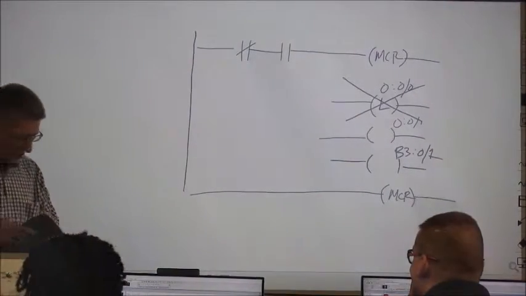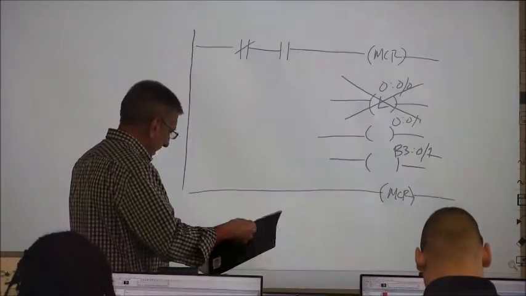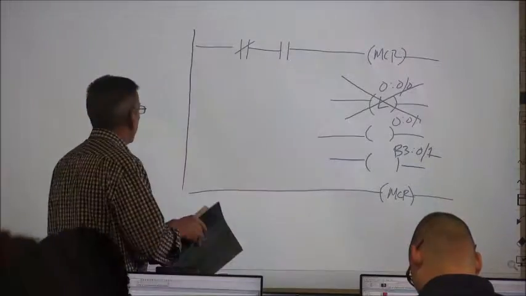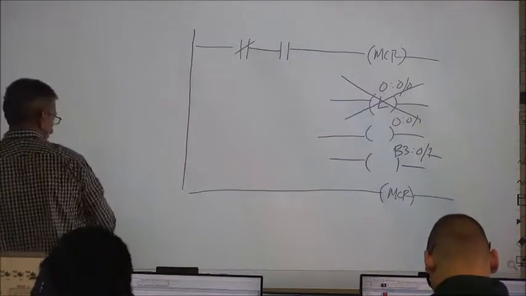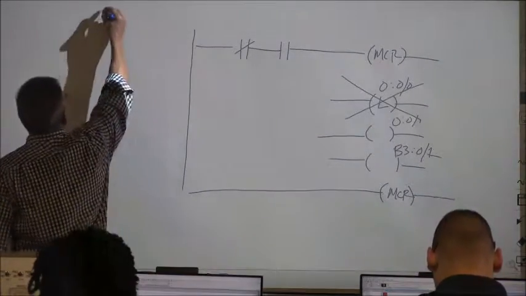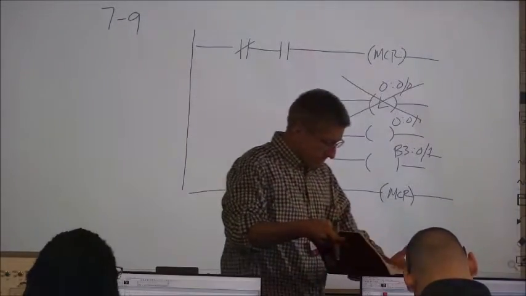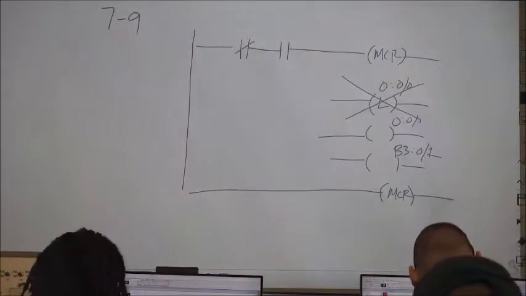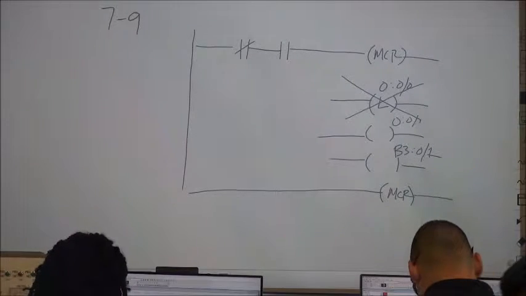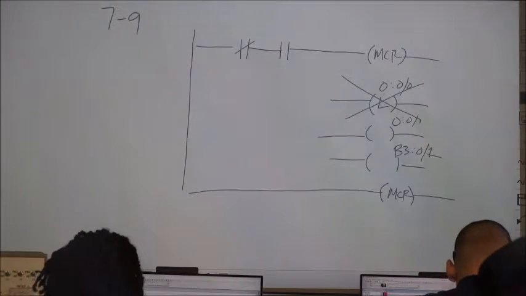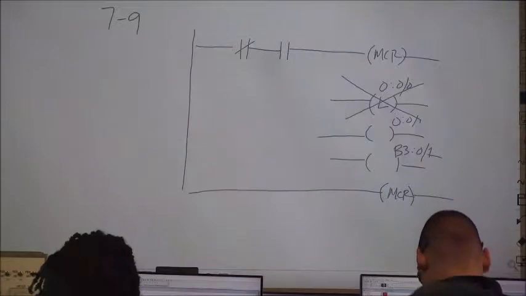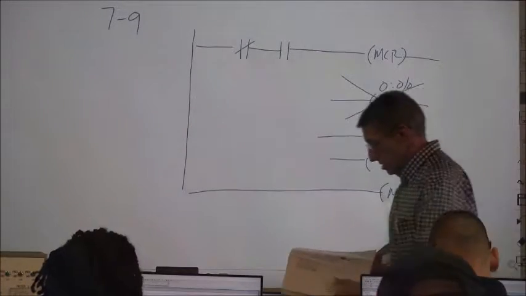So the first one is 7-9. And let's look on page 56 because the diagram for that is on the top of page 56.